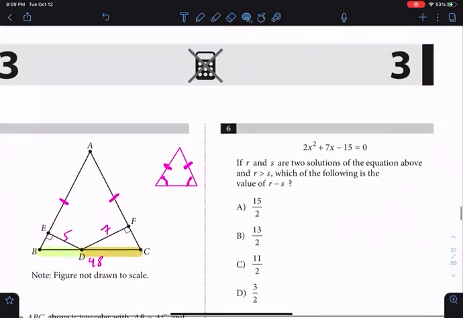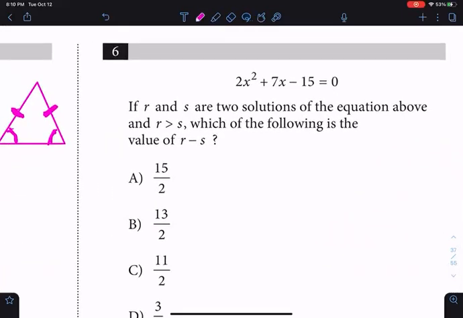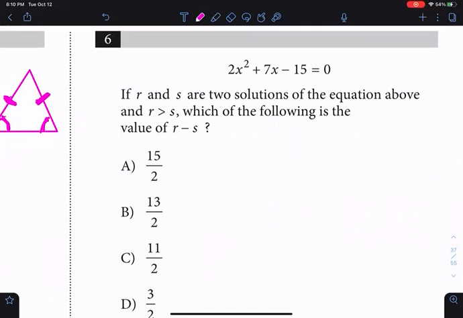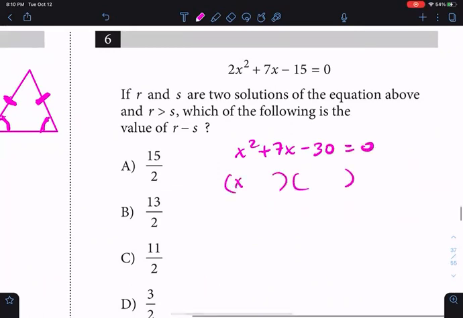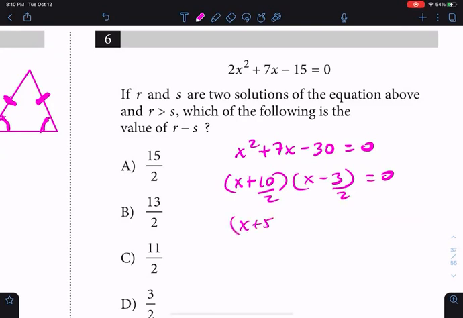Next, here, if R and S are solutions to the equation above, R is greater than S, which of the following is the value of R minus S? So this is basically what we did in class, right? This is just a factoring, the AC method. So this is x squared plus 7x minus 30 equals 0, factor x plus 10, x minus 3 equals 0, then divided by 2, and then this is going to be x plus 5, 2x minus 3, and you solve for that, right? So this is x equals -5, x equals 3 halves.